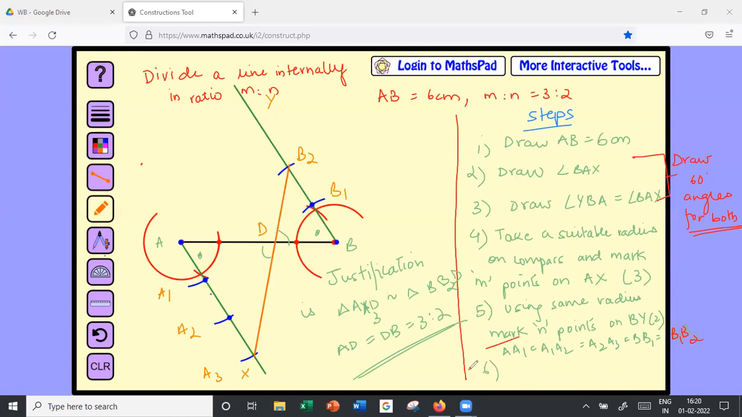Okay. And the last step is to join A3 to B2. Why A3 to B2 here? Because you have 3:2. Suppose you had 4:3, then you would join A4 to B3.